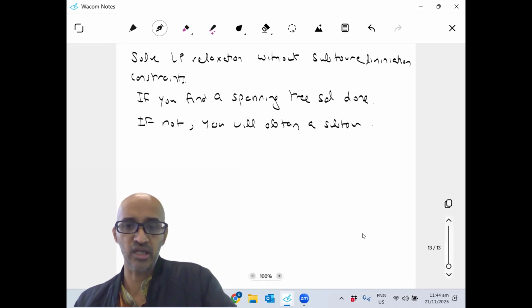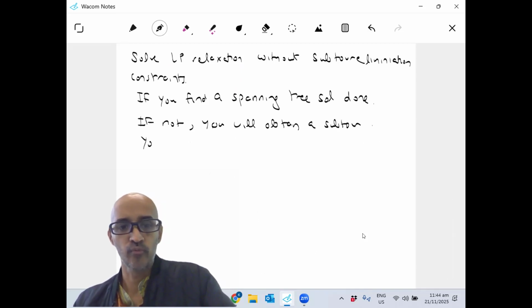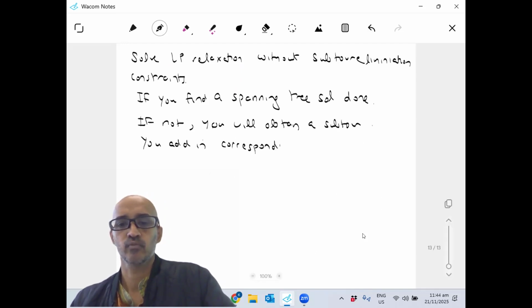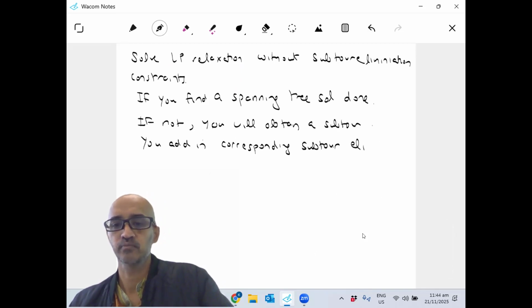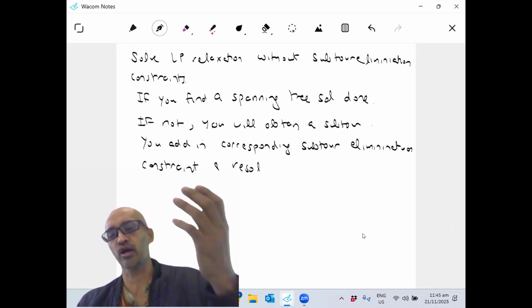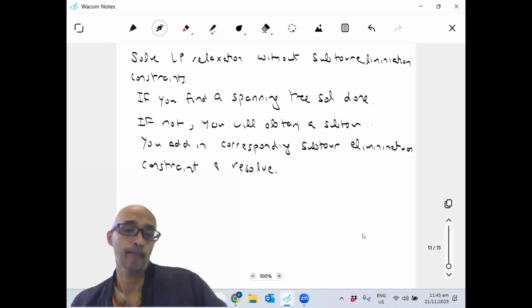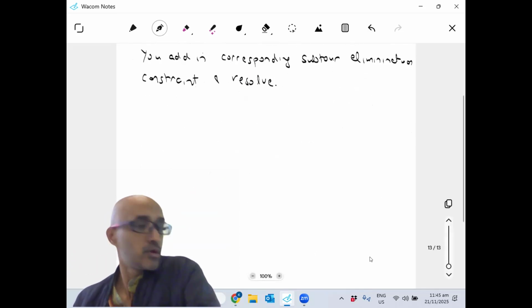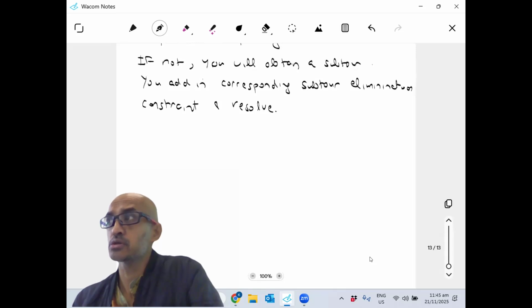Okay, so basically you add in the corresponding subtour elimination constraint and resolve, and you can basically do a resolving algorithm. Okay, fine. Any questions there with the formulation?